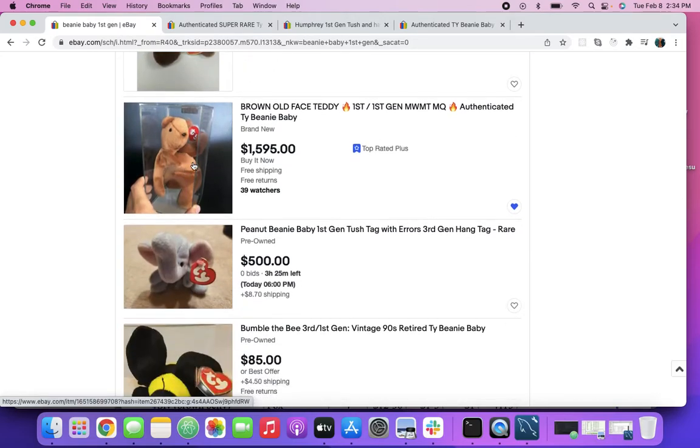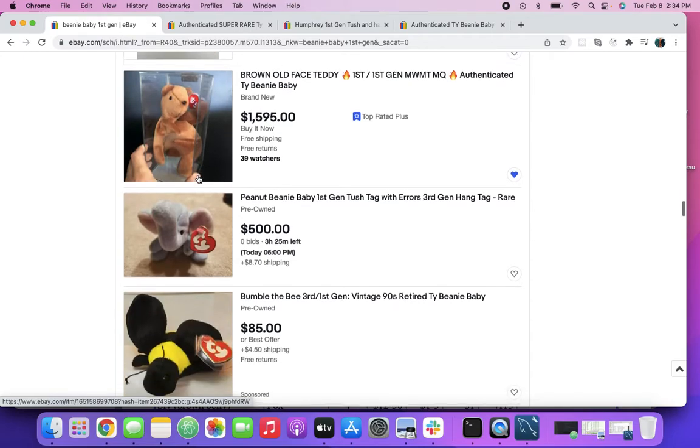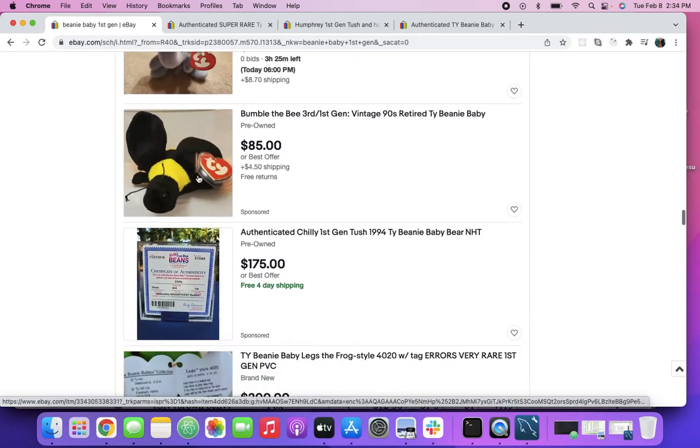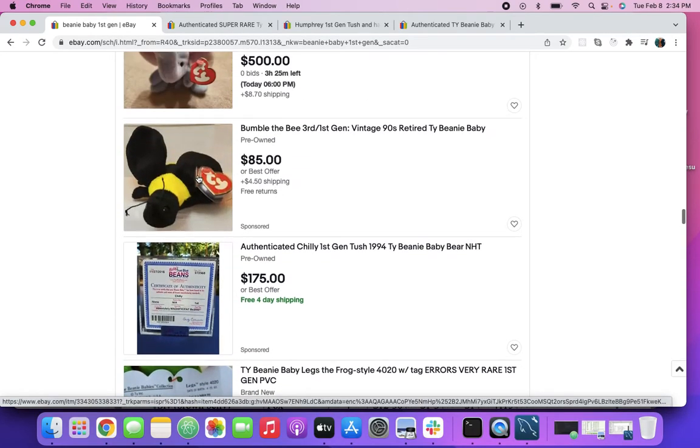This is an absolutely fantastic piece, a mint first gen Old Face Brown Teddy. Right, 1600 might be a little too much, but since it's mint and authenticated and first gen, the rarity factor gets added onto it, in my opinion. I would have trouble selling it for any less than that, so I'm with the seller there. But you get the gist, right?